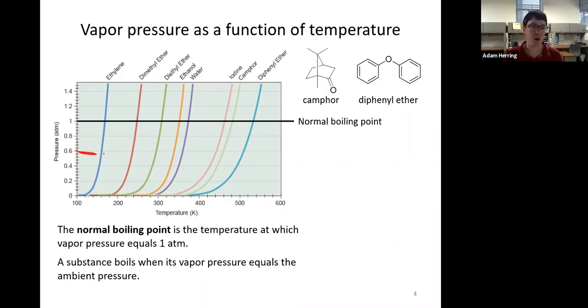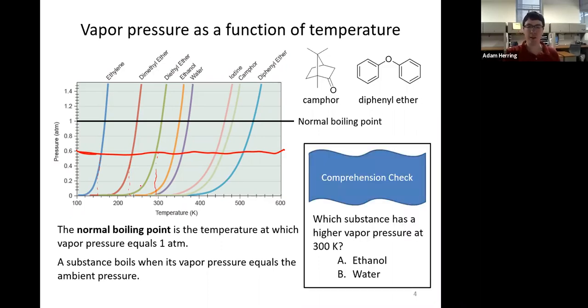So if we lower our atmospheric pressure down to about 0.6 atmospheres, we can see that the temperature at which a given substance boils is going to be lower than at the higher atmospheric pressure. So let's do a practice problem here. Looking at the graph, which substance would you expect to have a higher vapor pressure at 300 degrees Kelvin? Pause the video and try this on your own.